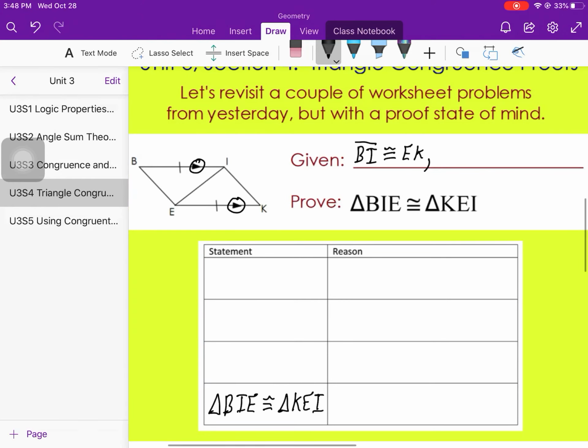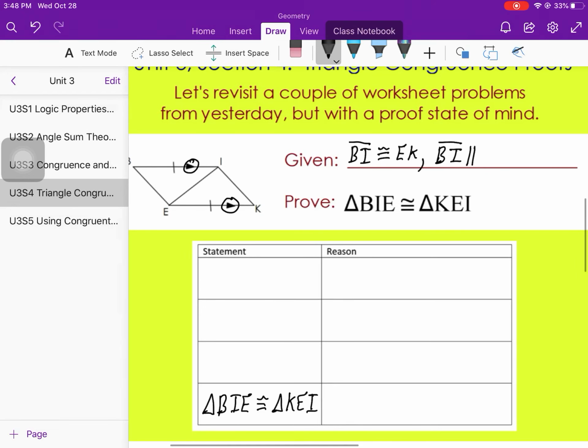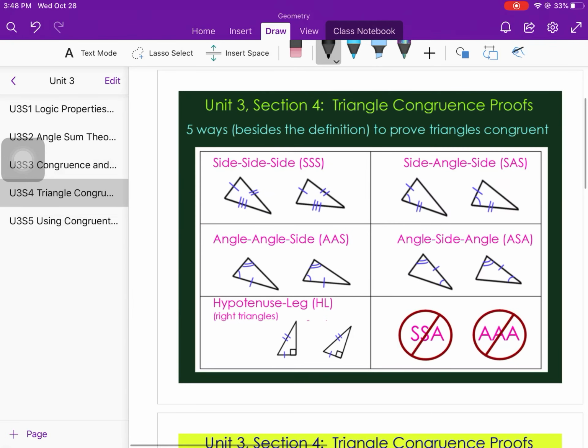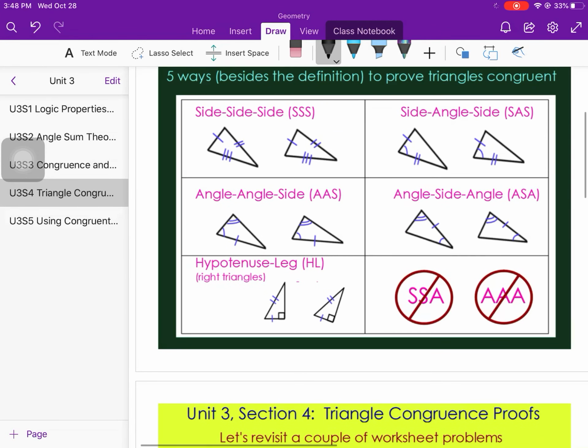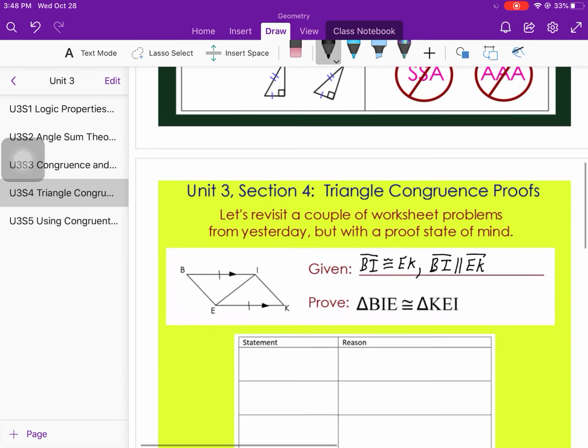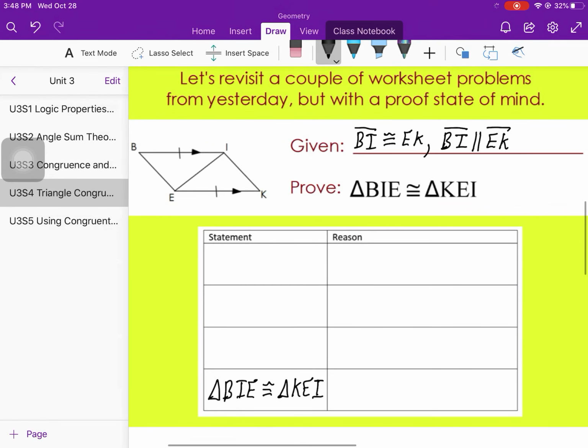The other thing that we notice, if you recall, is that these arrows mean that the 2 lines are parallel. So we can also say that line BI is parallel, so we use that little symbol there, or you can write it in words, with EK. All right, so we have 2 lines that are parallel, and we also have those same 2 lines are congruent to each other. Now we need to find some more information, because we need to get one of these shortcuts up here. So right now we have a side, so we're probably going to use one of these. Since it's not a right triangle, we're not going to use HL.